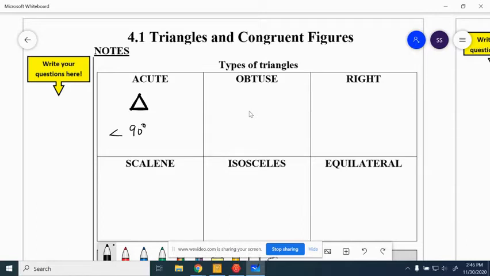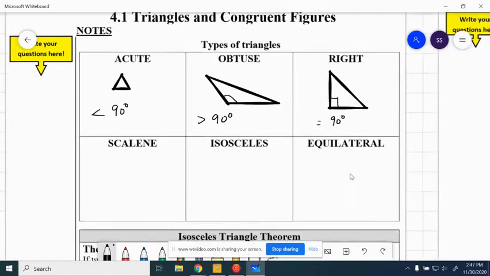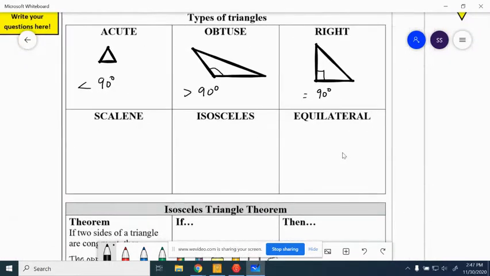All right, an obtuse triangle has one really big angle. That angle will be right here, and that angle has to be greater than 90 degrees. And a right triangle has a right angle, so it's got an angle that is equal to 90 degrees. Okay, moving on, we've got scalene, isosceles, and equilateral.